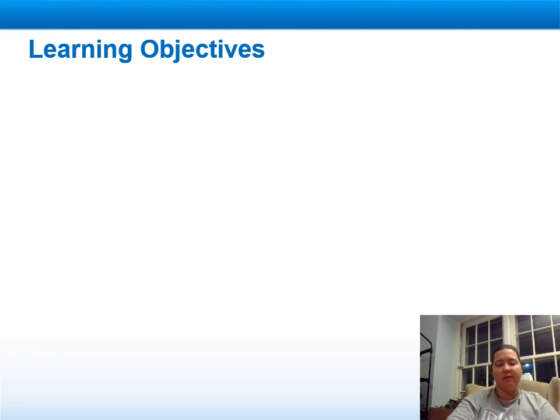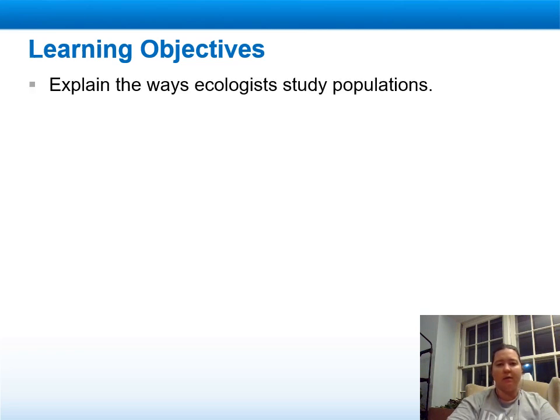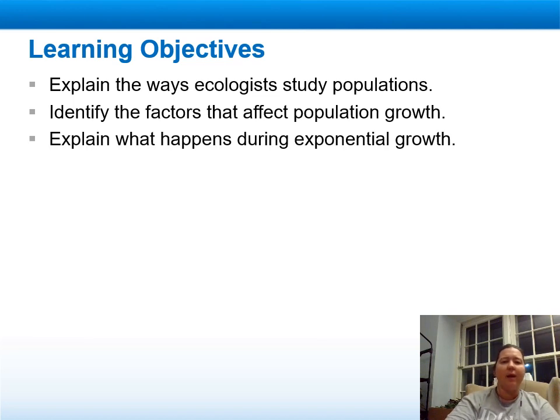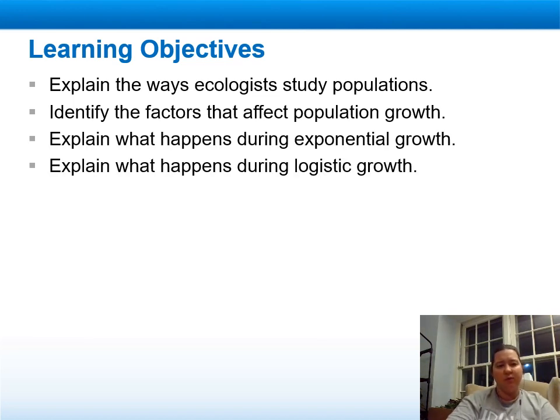So the learning objectives for this unit are: explain the way ecologists study populations, identify the factors that affect population growth, explain what happens during exponential growth, and then explain what happens during logistic growth.